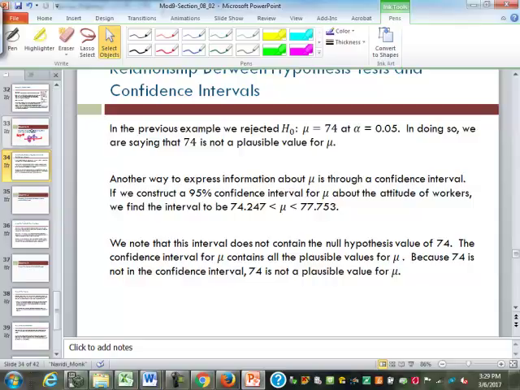So looking at the previous example, we had 74. Doing so, we are saying that 74 is not plausible, we rejected that. We construct the confidence interval based on our sample. This is what we get. 74 is not in that interval. So that agrees with our test. It's unlikely that 74 is the true value of the population mean.